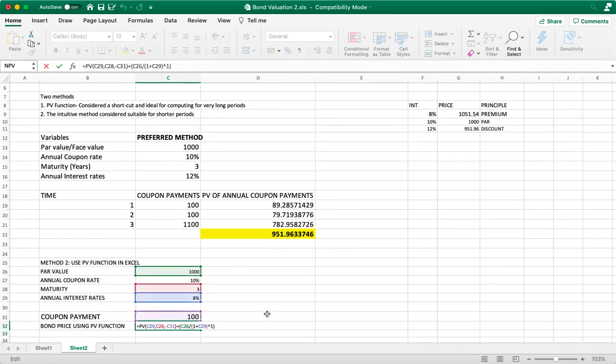Some mistake somewhere. C29 is the rate.